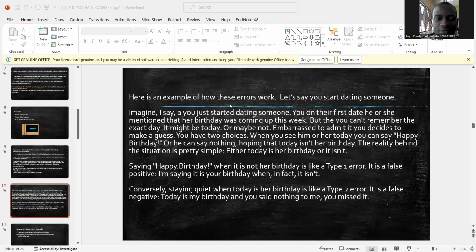So here is an example of how these errors work. Let's say you start dating someone. Well, this will bring things into perspective, right? We're talking about dating. People want to hear stories like this. Okay. So imagine you just started dating someone. On the first date, he or she mentioned that her birthday was coming up this week.